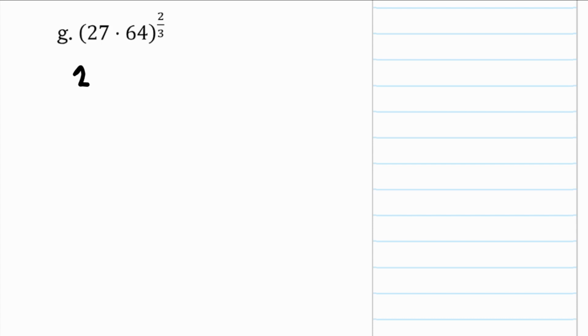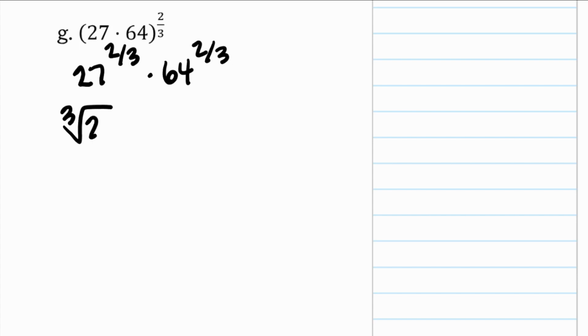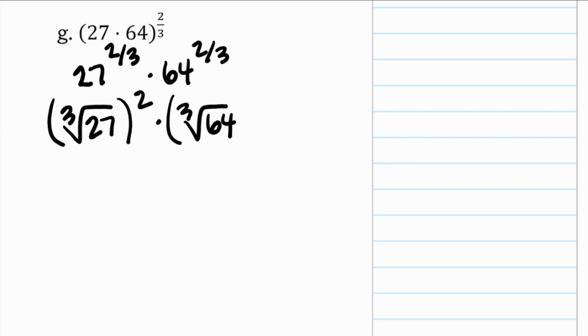So I'm going to say this is 27 to the 2/3 times 64 to the 2/3. And then I'm going to say, all right, deal with the thirds first, right? The denominator, so it's the cube root of 27 squared times the cube root of 64 squared. And the cube root of 27 is 3, 3 squared, times the cube root of 64 is 4 squared.